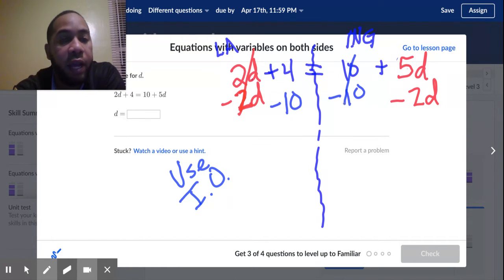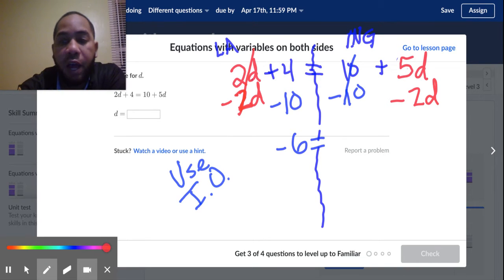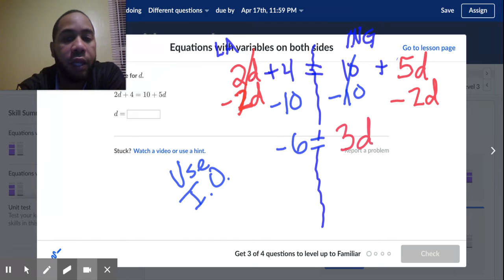What I'm left with now is a negative 6. Because positive 4 minus 10, you owe me $6. And on the other side, 5 apples minus 2 apples is 3 apples. I had a lesson on that. So now that the inverse operations, this is saying 3 times some number equals negative 6. Now you may have already guessed that number.